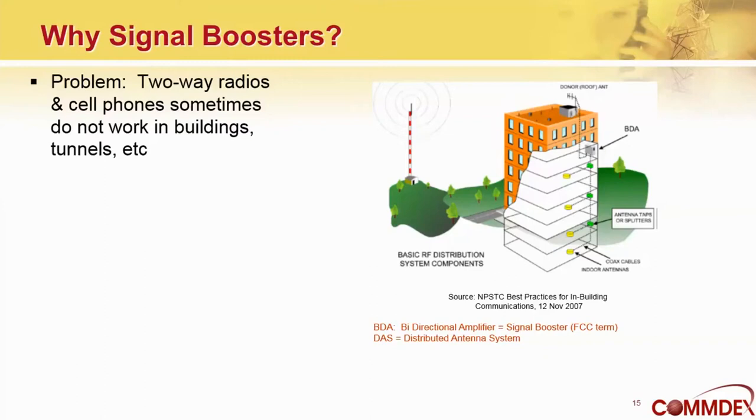By way of terminology, there's two terms that generally get used. One is called a BDA, which is bidirectional amplifier. That's also called a signal booster, which is the FCC preferred term, signal booster. We like to call them bidirectional amplifiers because that's what they are. They're amplifiers that go in both directions. You'll also hear the term DAS, which stands for Distributed Antenna System. So DAS refers to the antenna system in the building, where BDA or signal booster refers to the hardware that boosts the signal in both directions.